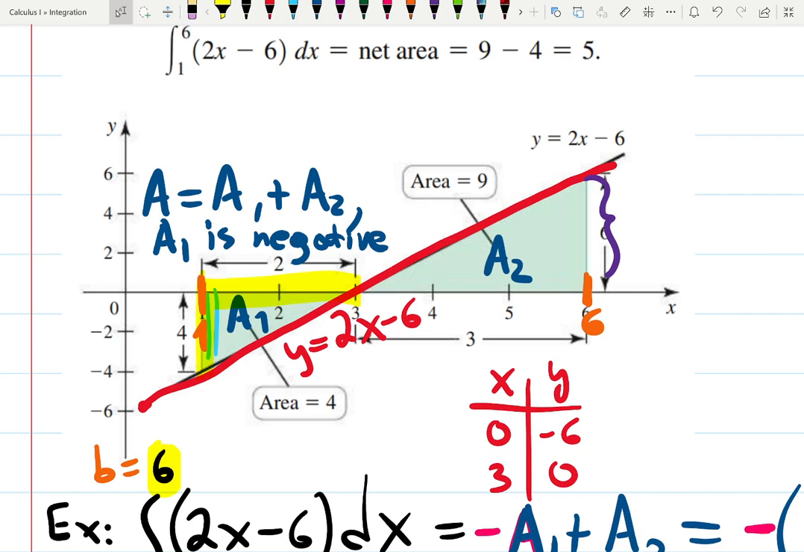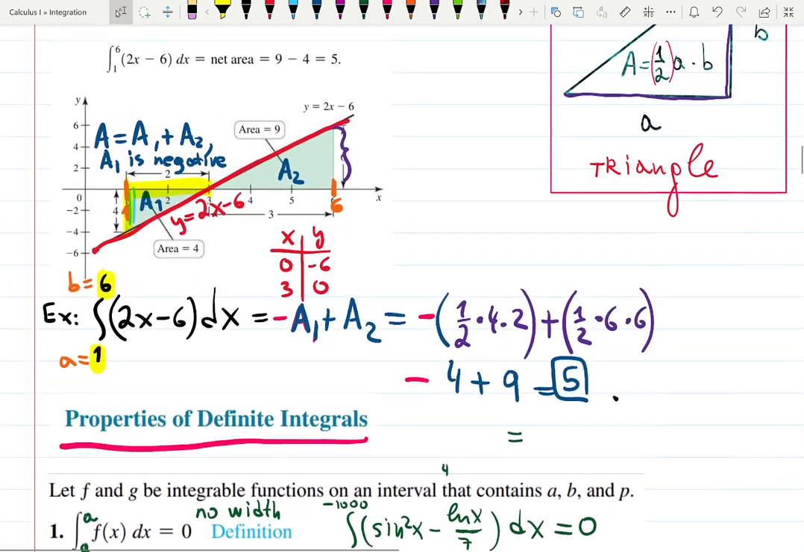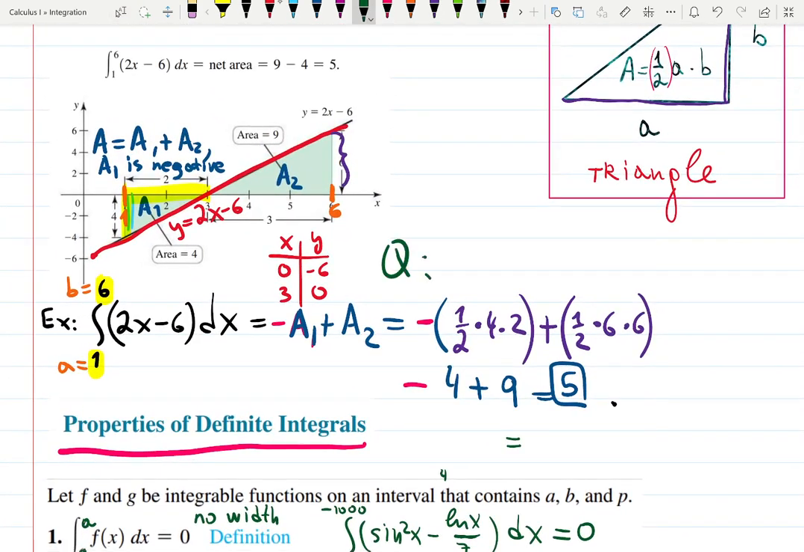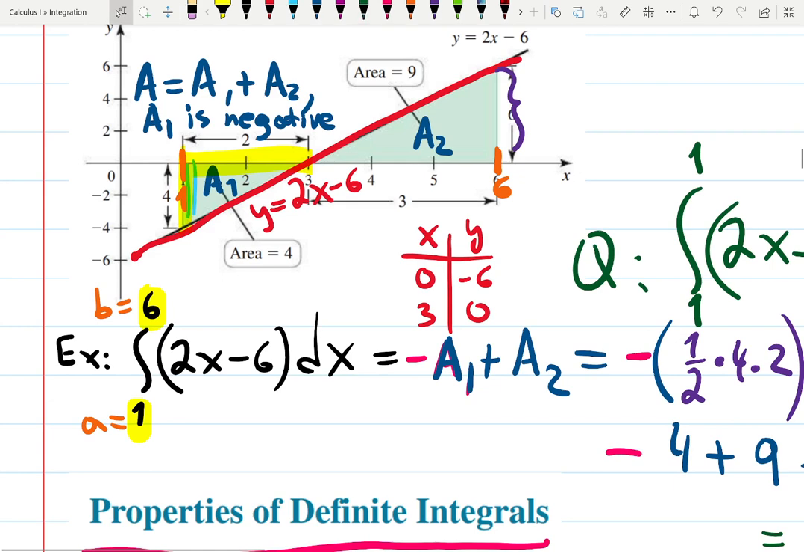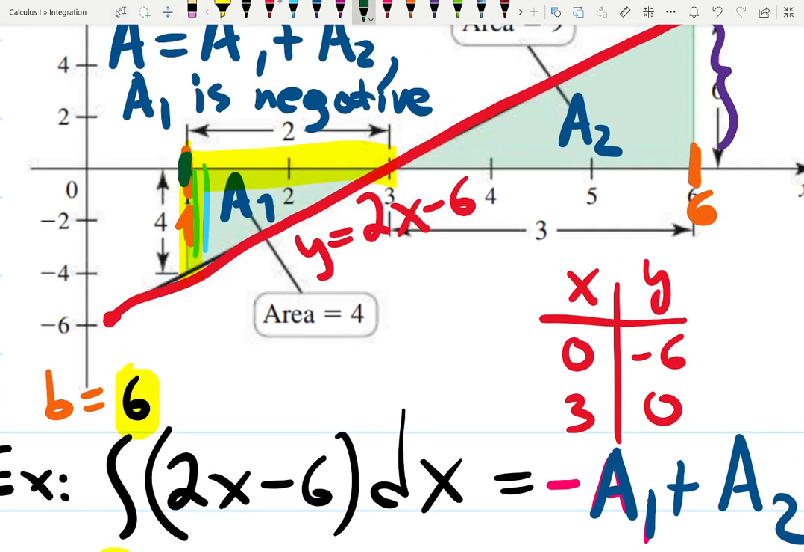And also, I wanted to ask you this question before we move on. Question: what is going to be the area of the same 2x minus 6 dx? Okay, people who know this, don't tell it right away. I want to see if people can understand it if they never saw that before. But this time, I want it from 1. We had it from 1 to 6. I want it from 1 to 1. What is the area if I have the beginning here at 1 and then the end here at 1?